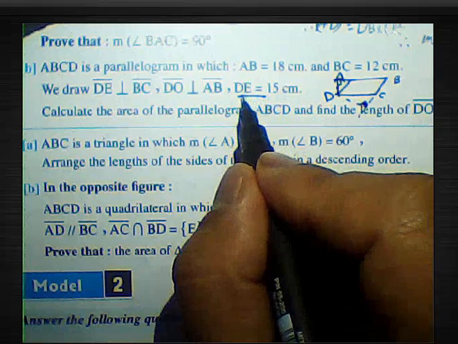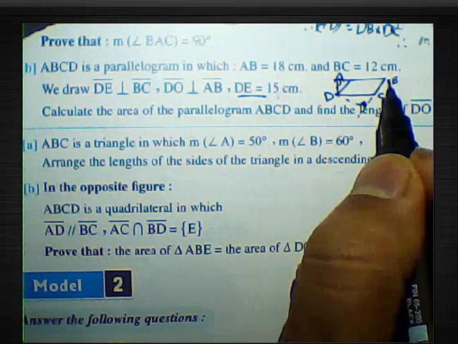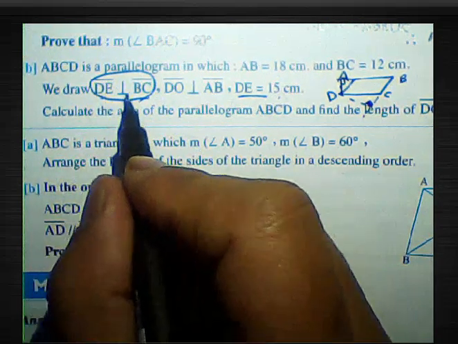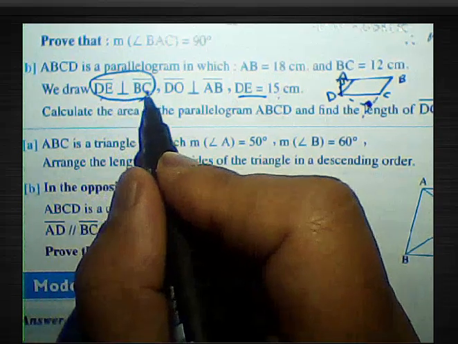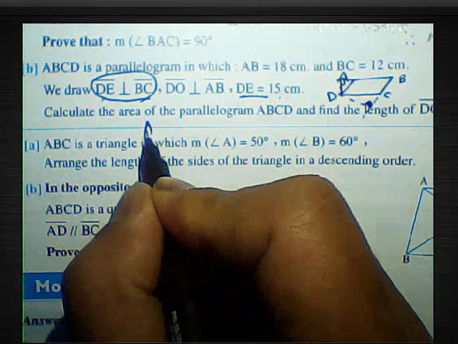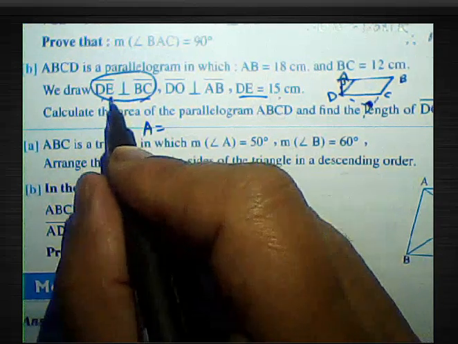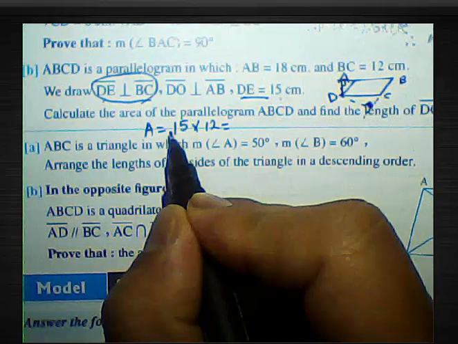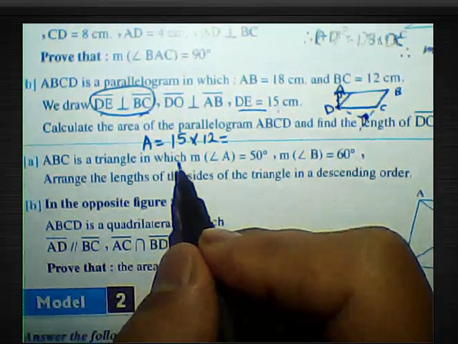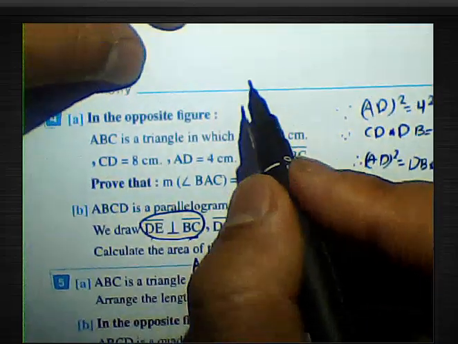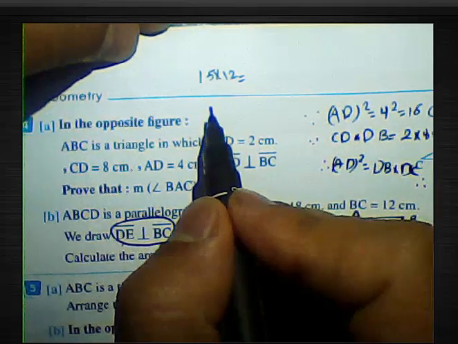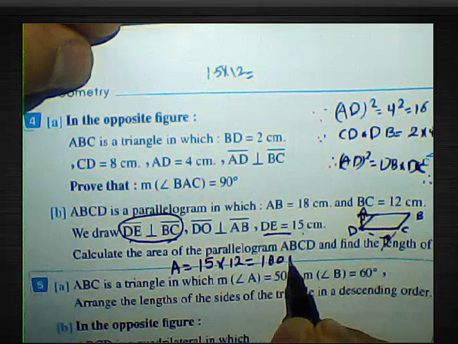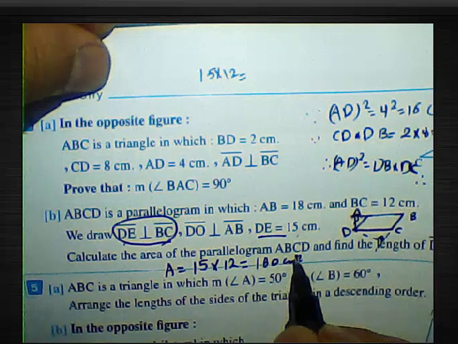We can find the area by multiplying DE and BC, because DE is perpendicular to BC. Then the area will be DE multiplied by BC. The area equals DE, 15, times BC, 12. 15 times 12 equals 180 square centimeters.